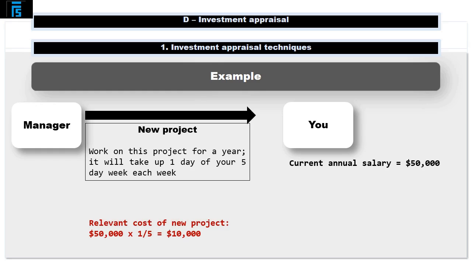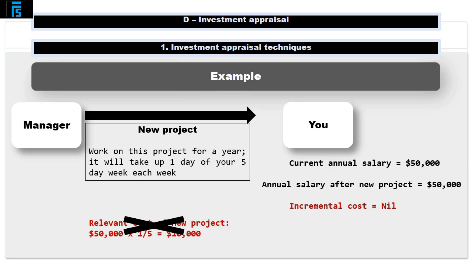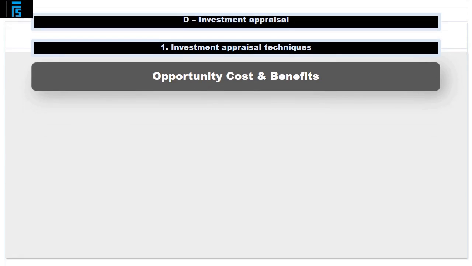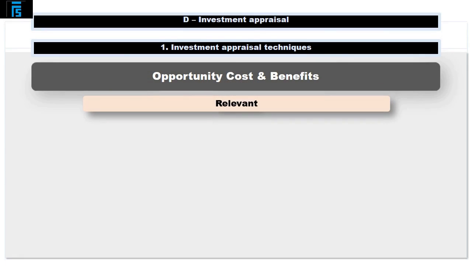When you're considering the relevant cost of your time, it's very tempting to say something like $50,000 divided by 5 equals $10,000. So $10,000 is the relevant cost of my time on this project. However, in actual fact, you were paid $50,000 before and you continue to be paid $50,000. So the incremental cost of your time is zero. Opportunity costs and benefits are also relevant.